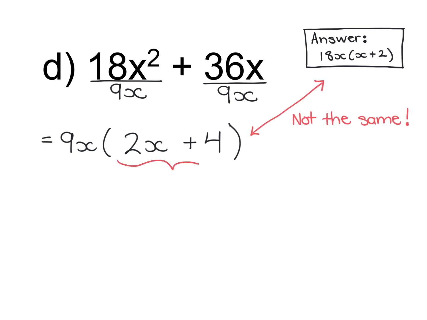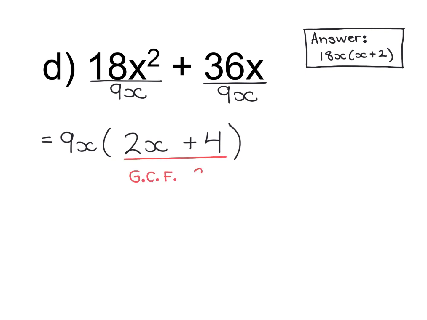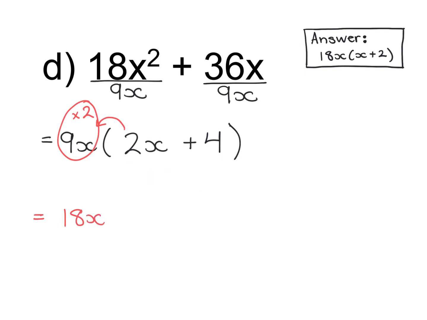Well, there's a reason for that, because you can still factor the stuff inside the bracket. Notice 2 and 4 can both be divided by 2. So the greatest common factor between the two is actually a 2. So what you're going to do is take that 2 and take it outside of the bracket. And when you take it out, meaning you're factoring it out, you're going to have to multiply with the 9x that's already there. So 9x times 2 is 18x. Okay, and then we put a closed bracket next, right over here.